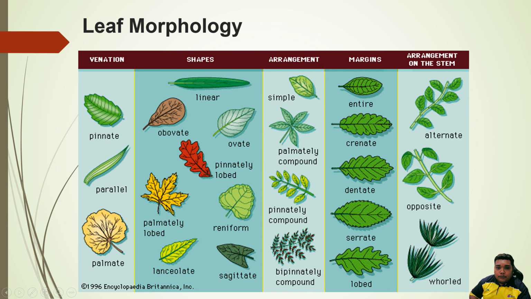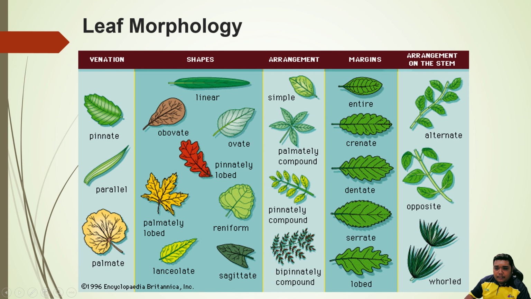Next, we go to leaf morphology. First, we have venation. We have three types, which are pinnate, parallel, and palmate. For shape, we have several examples. This is linear, obovate, ovate, pinnately lobed, palmately lobed, reniform, lanceolate, and sagittate. So each shape brings a different type of vein, also in shape. For arrangement, we have simple, palmately compound, pinnately compound, and bipinnately compound.